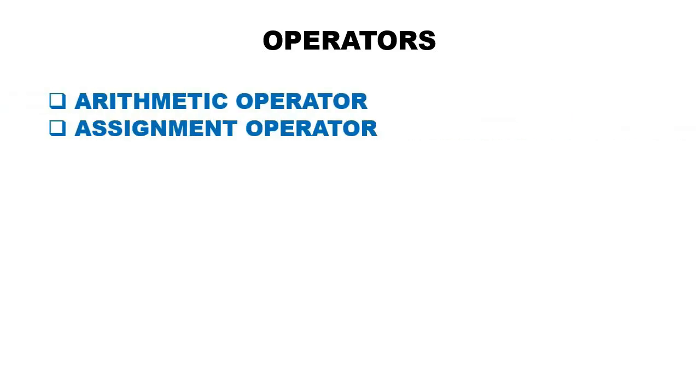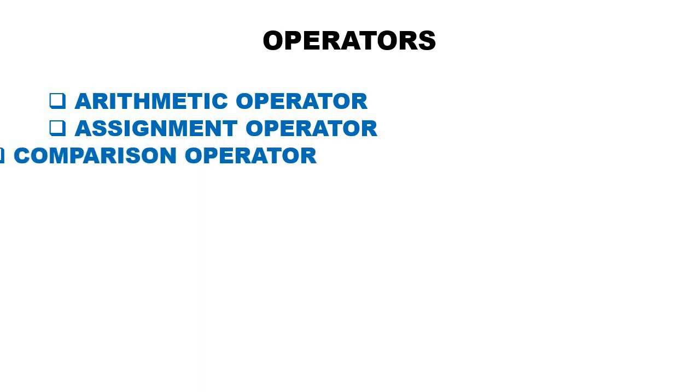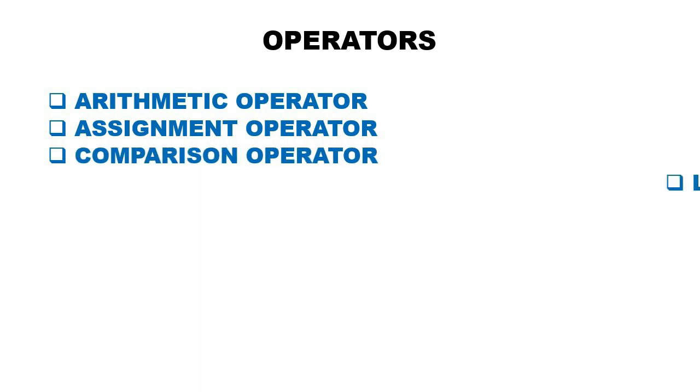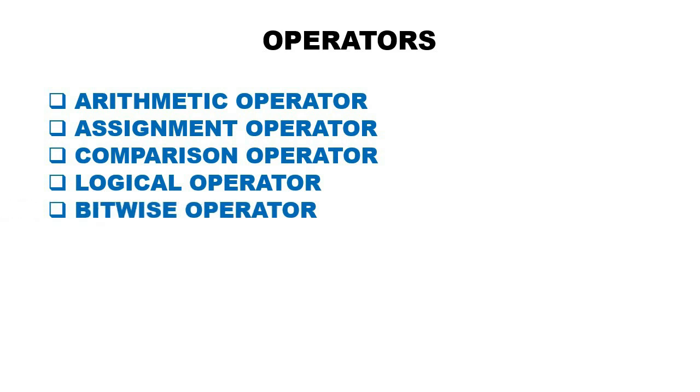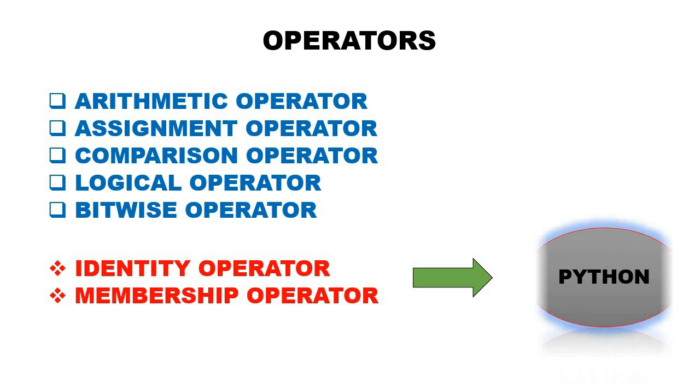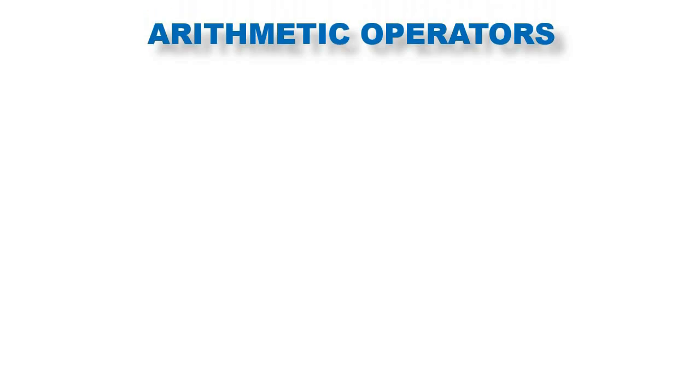Arithmetic operators, assignment operators, comparison operators, logical operators, bitwise operators, and these two are exclusively for Python. First one is the identity operator, next one is the membership operator. We are going to discuss all of these operators one by one. Clear? First we are going to see about arithmetic operators.